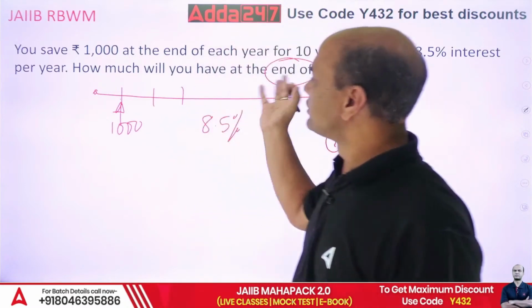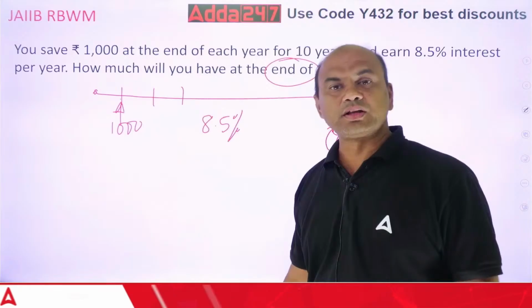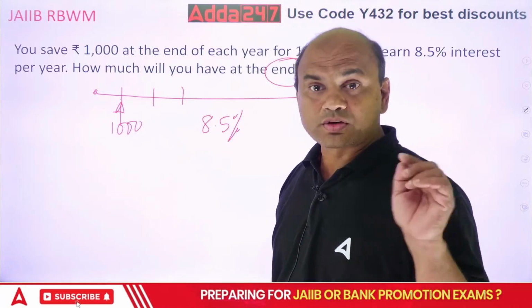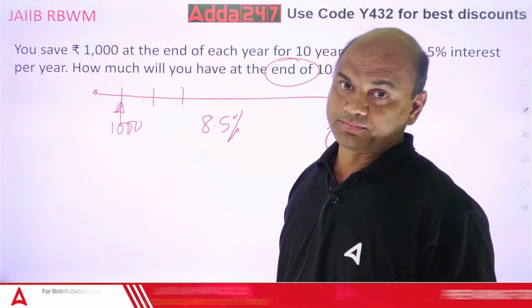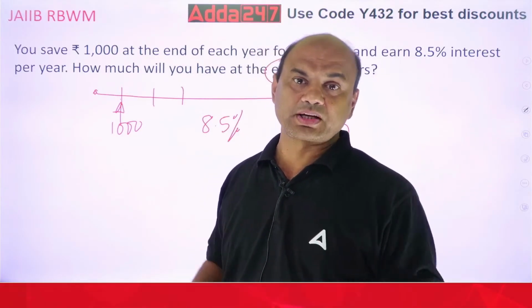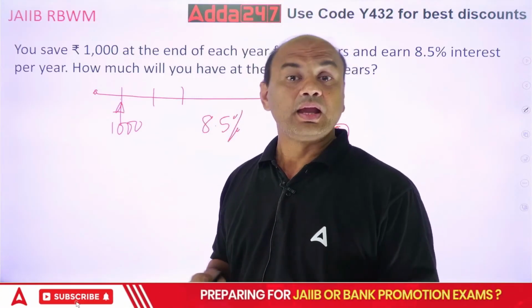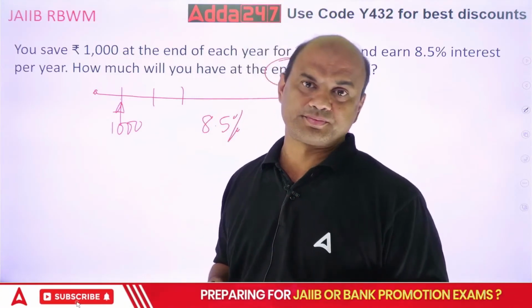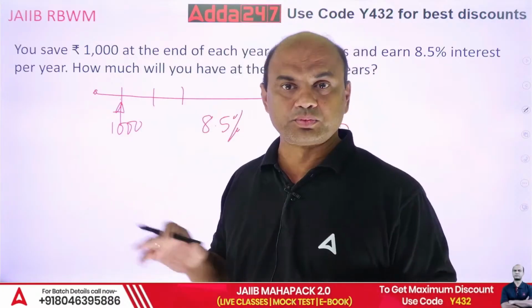The period is also 10 years. So now we will have to use the future value formula, not the present value. There are two formulae in annuity. One is future value, second is present value. Annuity is also of two types, ordinary annuity and annuity due.